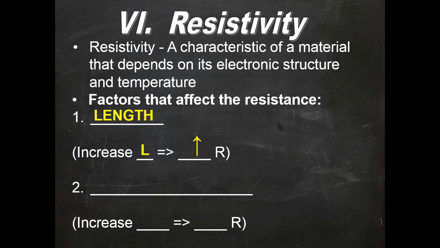The second factor is the thickness, or the cross-sectional area of the wire. If you were to increase the area, that would cause the resistance of the wire to decrease. If we make the wire wider, there's more space for the electrons to move through, so ultimately the resistance would decrease.